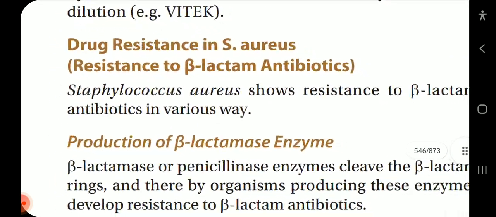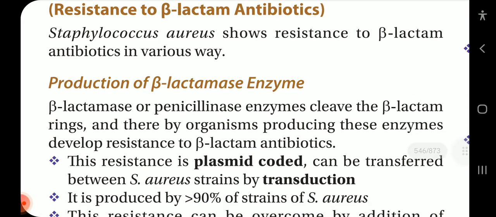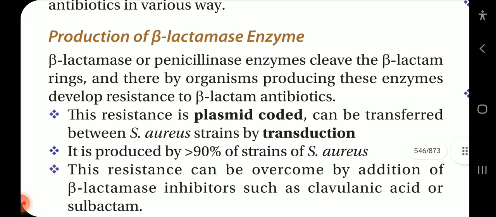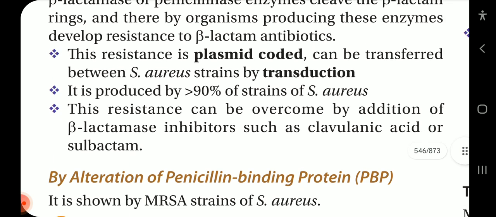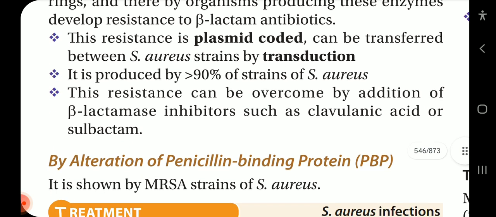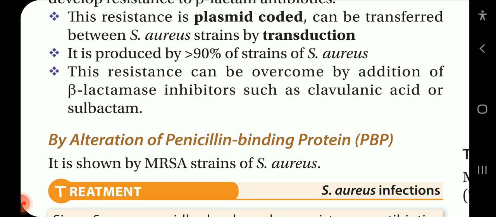Resistance to beta-lactam antibiotics. Staph aureus shows resistance to beta-lactam antibiotics in various ways. Production of beta-lactamase enzyme. Beta-lactamase or penicillinase enzyme cleaves the beta-lactam rings, and thereby organisms producing these enzymes develop resistance to beta-lactam antibiotics. This resistance is plasmid coded, and can be transferred between Staph aureus strains by transduction. It is produced by more than 90% strains of Staph aureus.